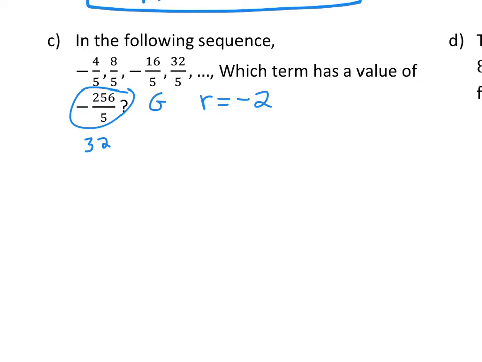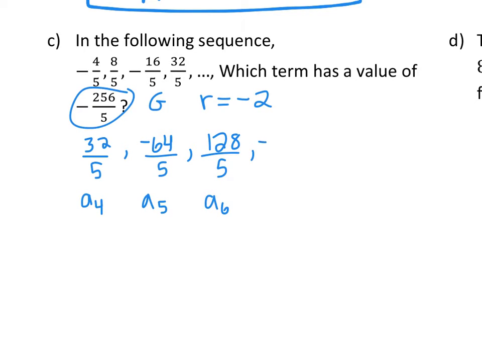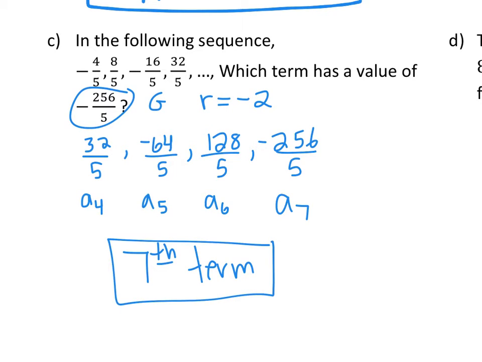So let's bring down my 32/5, which was my 4th term. Let's multiply by negative 2. This would be negative 64/5, which is our 5th term, times negative 2 is 128/5, which is our 6th term, times negative 2 is negative 256/5, which is our 7th term. So our 7th term gave us that value.